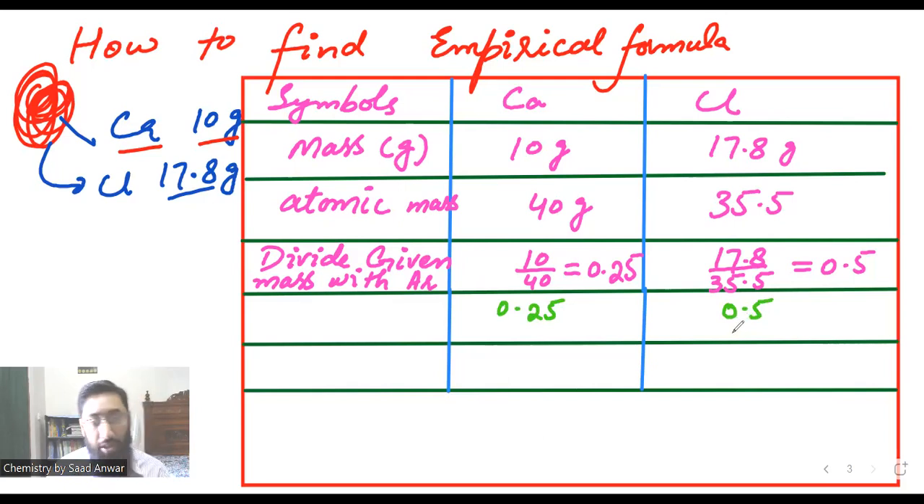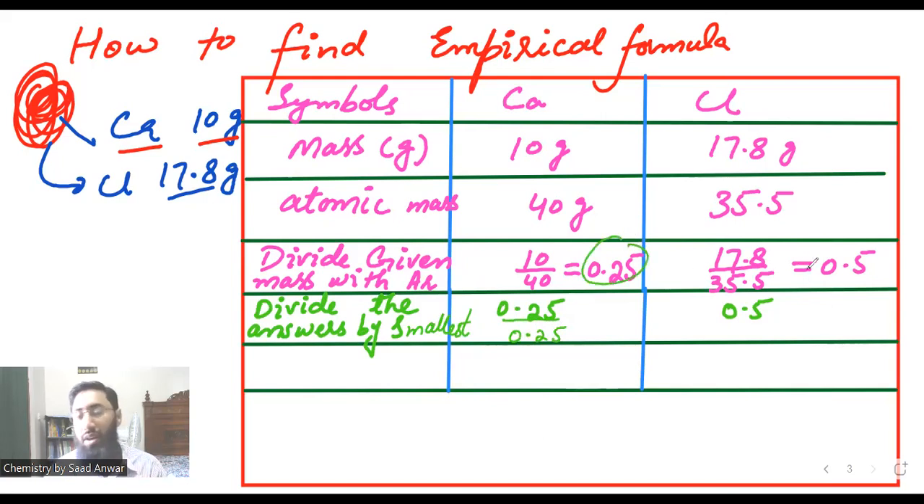So the next step is divide the answer by the smallest number. Divide your calculated answer by the smallest number. Like I am going to divide 0.25 with 0.25, because here 0.25 is the smallest number when we compare 0.25 with 0.5. Divide this 0.5 again with 0.25. Why? Because 0.25 is the smallest number.